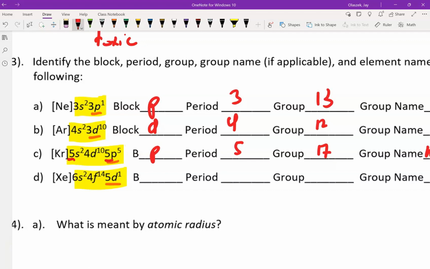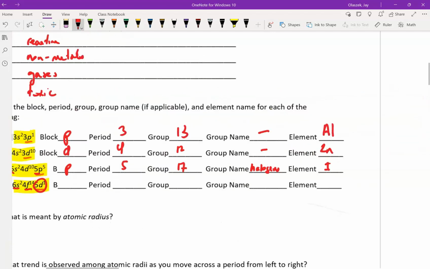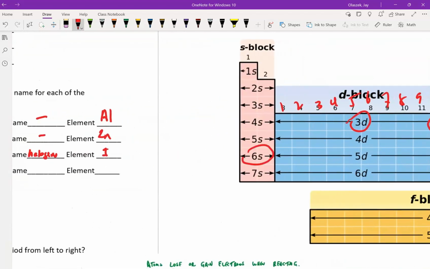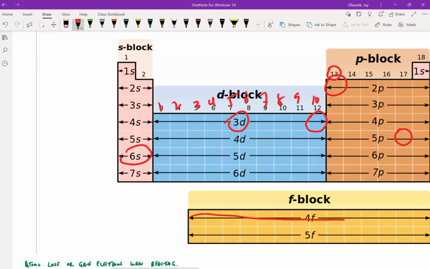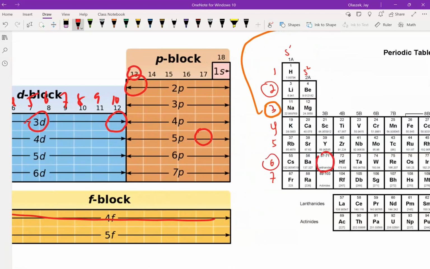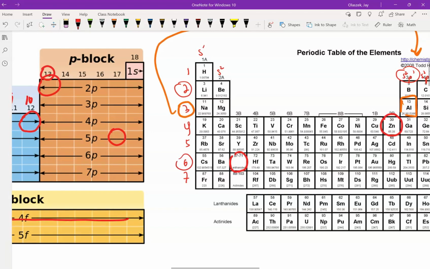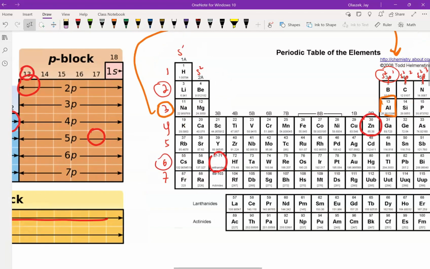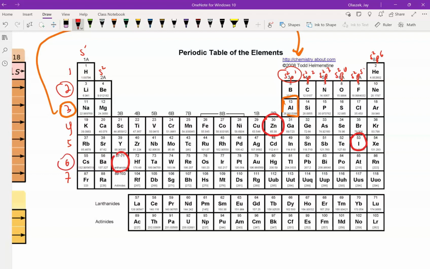Lastly, one that ends 4f14 5d1. Well, the part that tells us 6s2 means it has to be here. The 4f's would fill next, and then 5d1 would be that guy right there. 4f14 would have to be this guy, 71. Yeah, we're going to say 71 right there. That would be that guy.